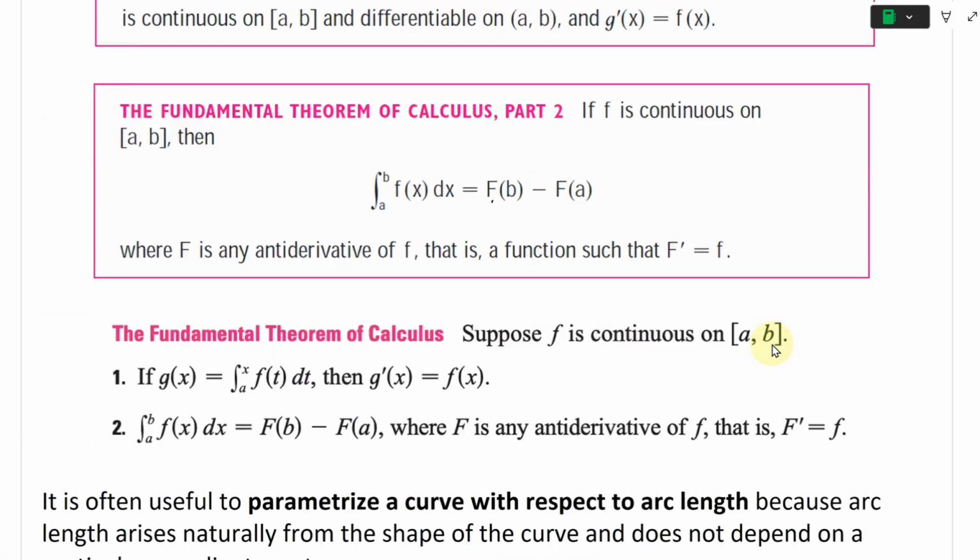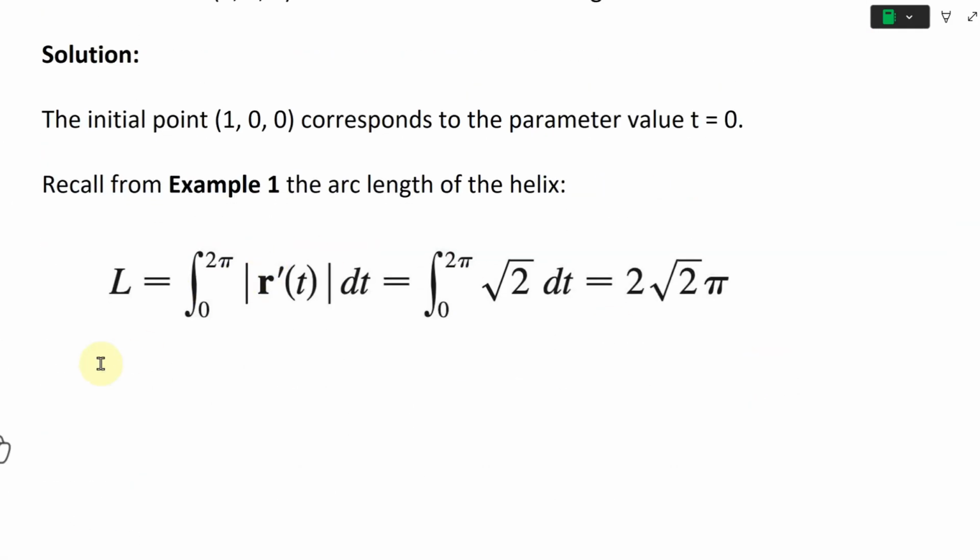And if you scroll all the way back down here, I just copied and pasted it from the calculus book. From example 1, we basically have the arc length equal to the integral from 0 to 2π of the integrand, which is the length of the first derivative of the vector r of t. That equals the integral from 0 to 2π of the length of the derivative, square root 2, and then take the full integral. So the full arc length from 0 to 2π is equal to 2 times square root 2 times pi, which was about 8.89. But in our case, we're going to go up to t.